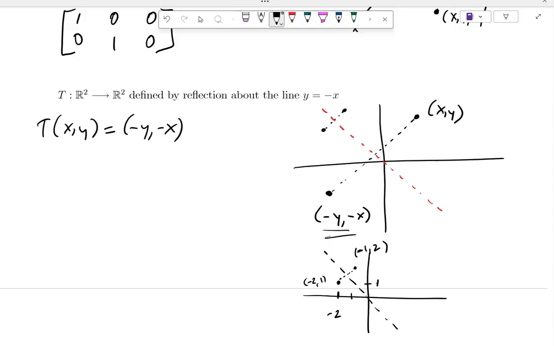Okay. So what size is your matrix going to be? It'll be a 2 by 2. What's your first column going to be? 0, negative 1, right? Because again, you would put in 1, 0, and you get out 0, negative 1, don't you? What do you get for the other one? Negative 1, 0. That would be your standard matrix for that one. Questions on that?